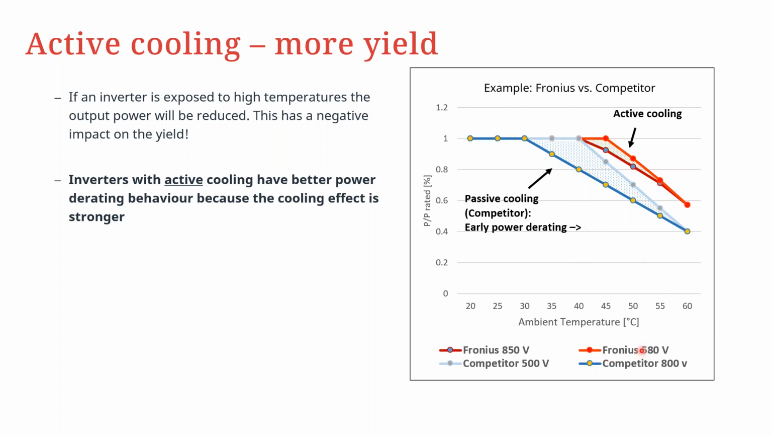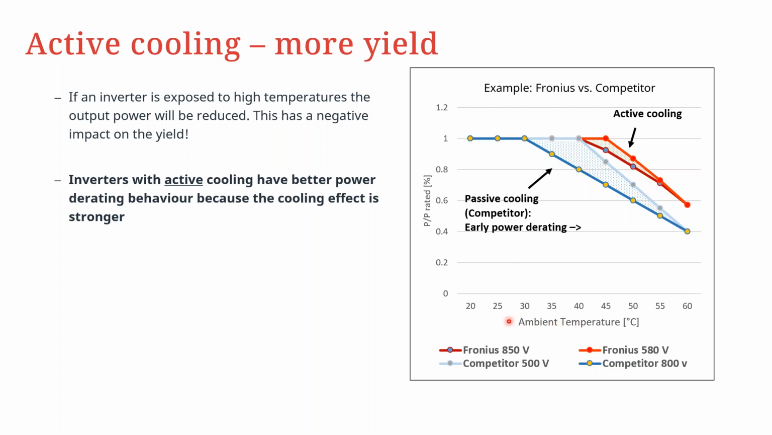But generally, you can see that for a Fronius inverter going up to 850 volts, let's say a Fronius Eco, the derating would start at just about 45 degrees Celsius, but for a competitor at 800 volts, it starts at 30 degrees Celsius ambient temperature. This is a huge difference, because the gap between the two lines, the blue one and the red one, would mean potential yield out of your PV system that you could use.